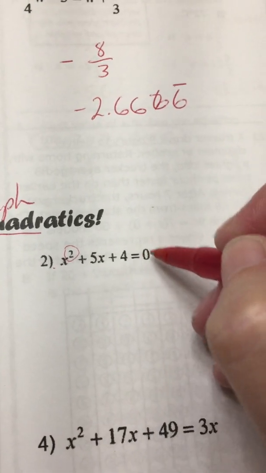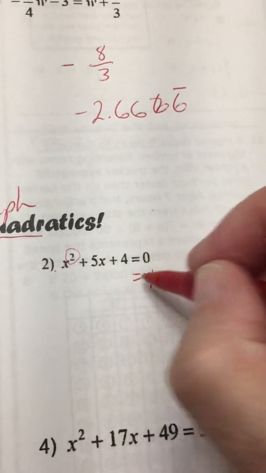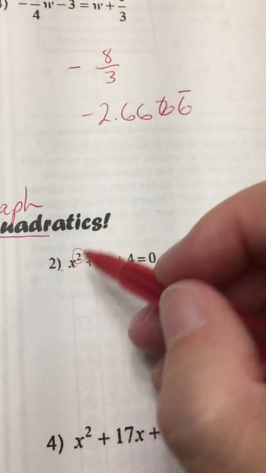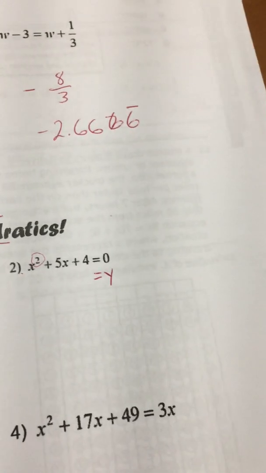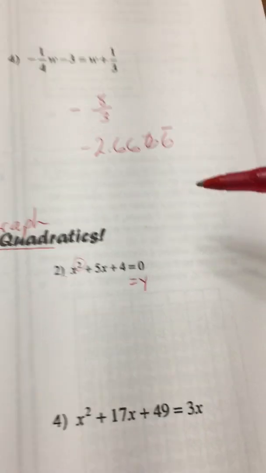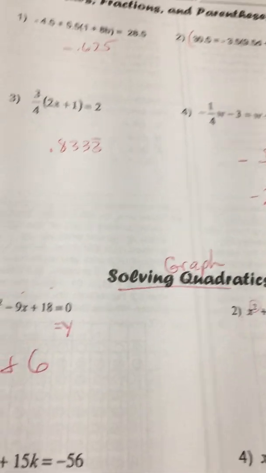Is it already in 0 equals? Yes, so can I just substitute y there? Yes, so it's already in y equals. I can just type in x squared plus 5x plus 4, hit enter, trace it around the parabola, menu 5-1, put it in trace mode, go trace around, find the two x-intercepts. So make sure you can do that.